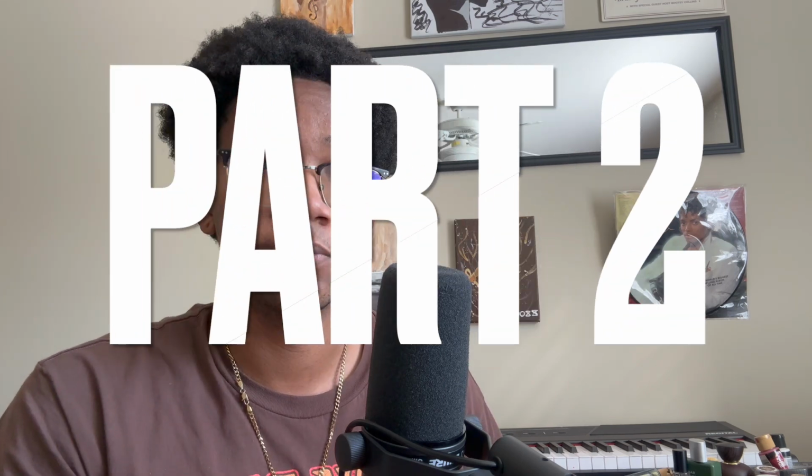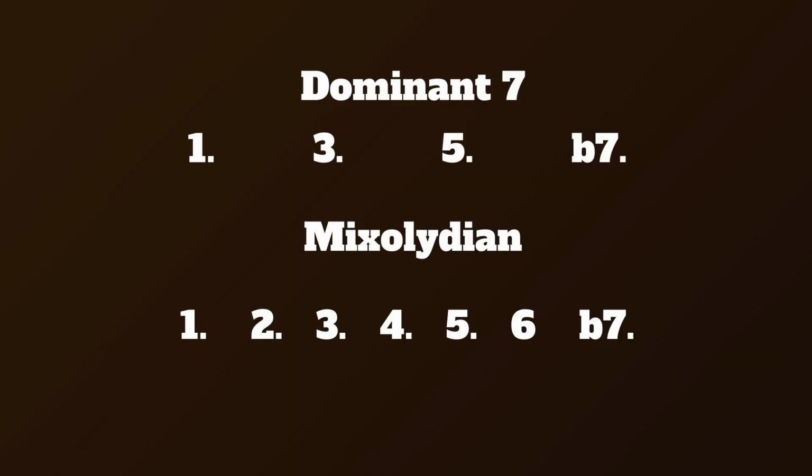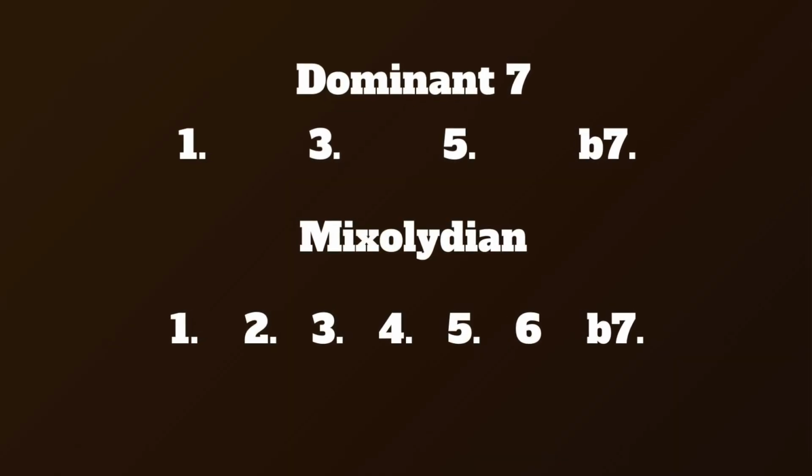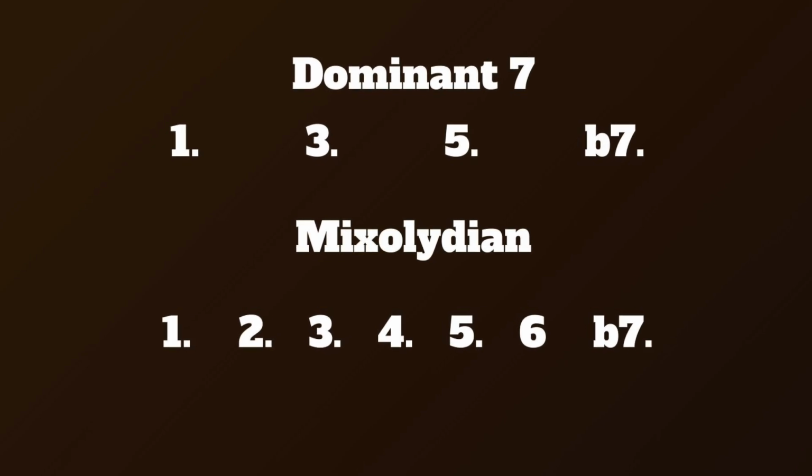Part 2: chord scale theory. Chord scale theory is the idea that for any given chord, there is a scale or a mode that you can play that is going to best give the sound of that chord. For example, a dominant 7 chord is almost always going to sound like Mixolydian in a major key.